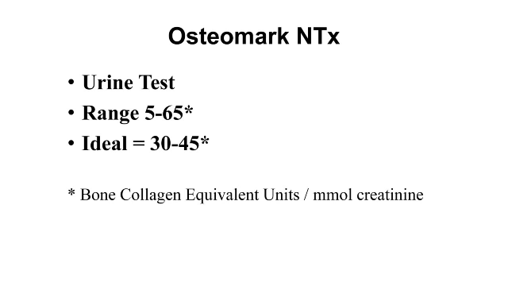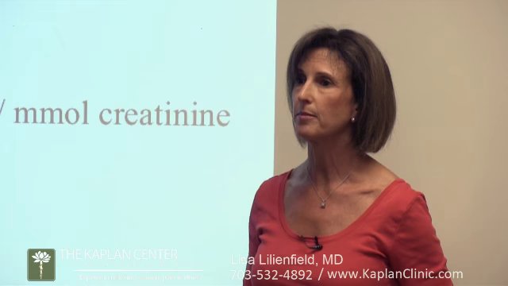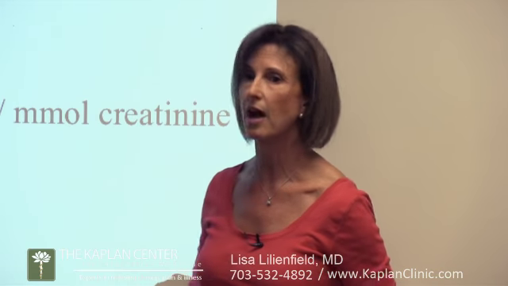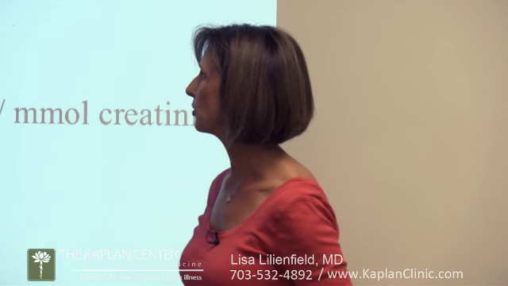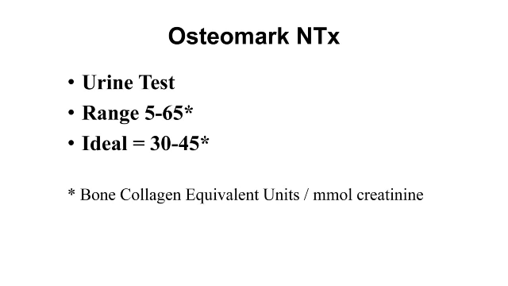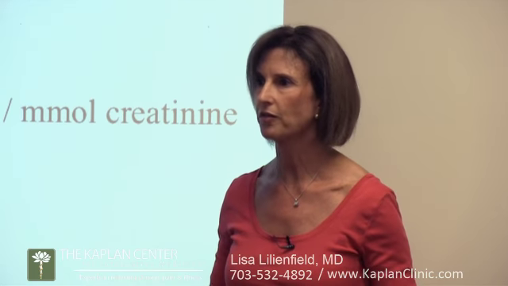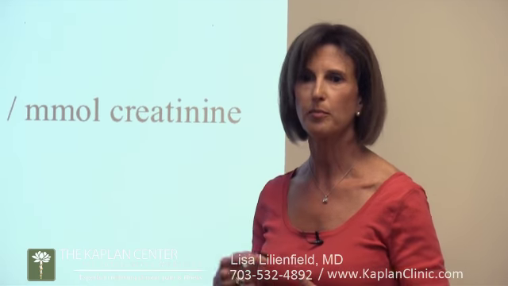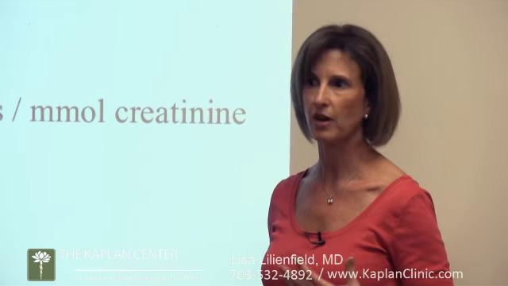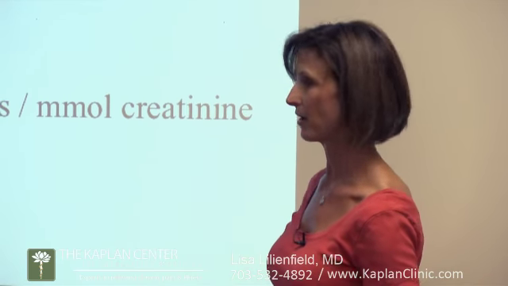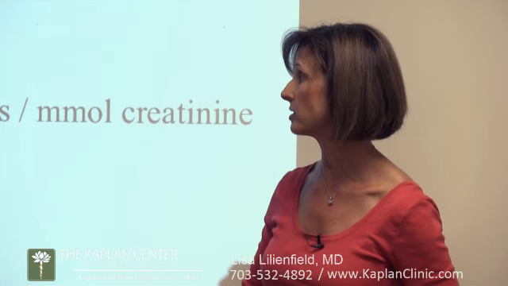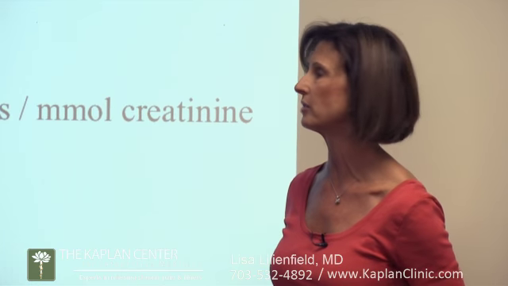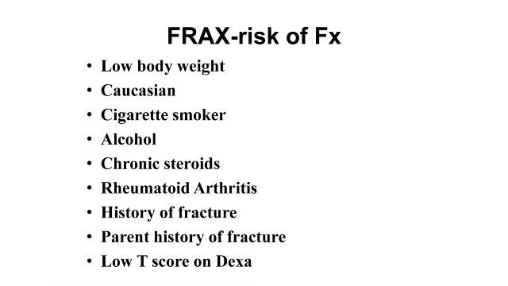So you can do this every few months, and basically it measures the bone breakdown, the collagen breakdown in the urine. So the range is between 5 and 65, and the ideal range is between 30 and 45. So why isn't the ideal range 5? Because you want some bone turnover to keep the bone vital, and we'll talk about that in a moment. So it's reported as bone collagen equivalent units per millimole of creatinine.